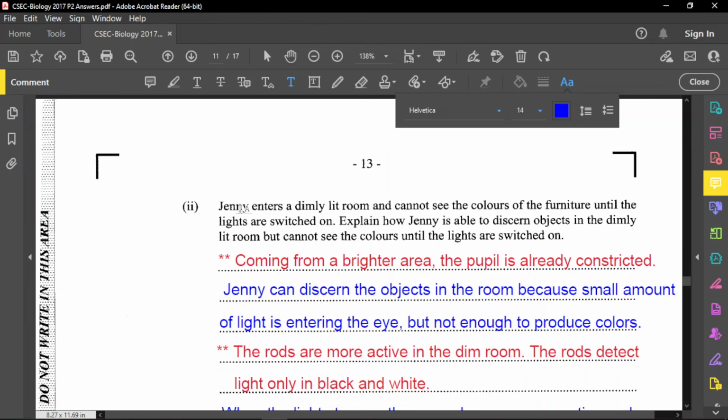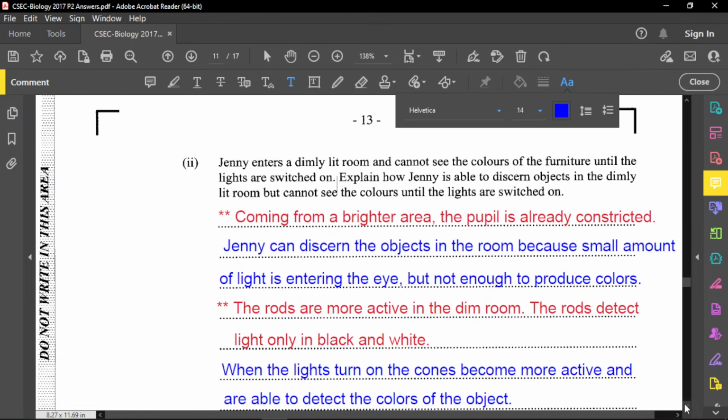Now, part 2 states that Jenny enters a dimly lit room and cannot see the colors of the furniture until the lights are switched on. So the room was dim, she can't see the color, but this is interesting now. It says, explain how Jenny is able to discern objects in the dimly lit room, but cannot see the colors until the lights are switched on. So she can see the shape of the furniture, in other words, and can say, okay, this may be the dresser, this may be the bed, this may be a chair, whatever she has in the room.